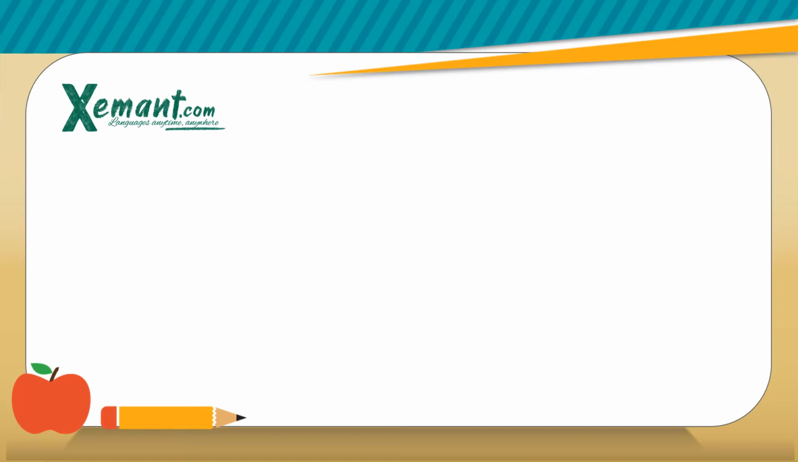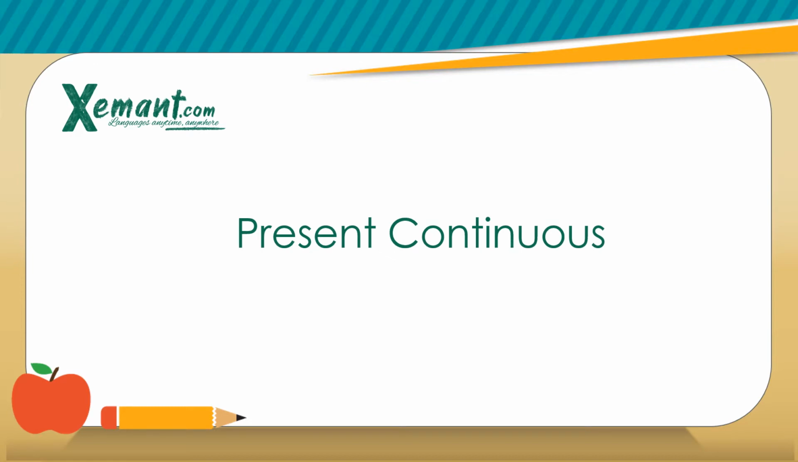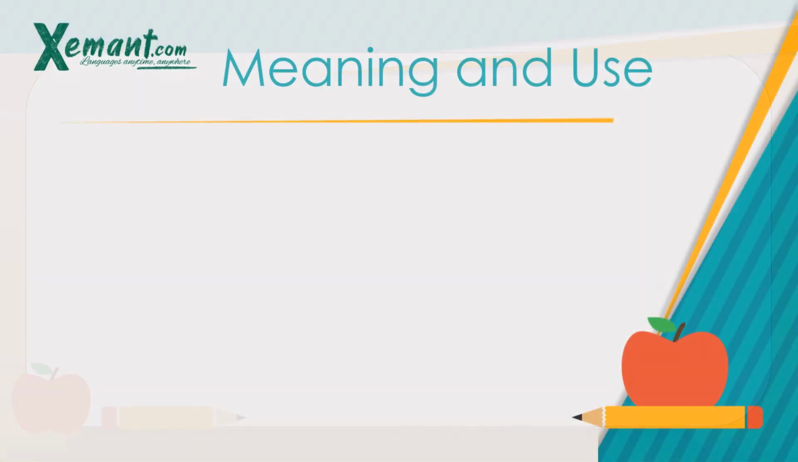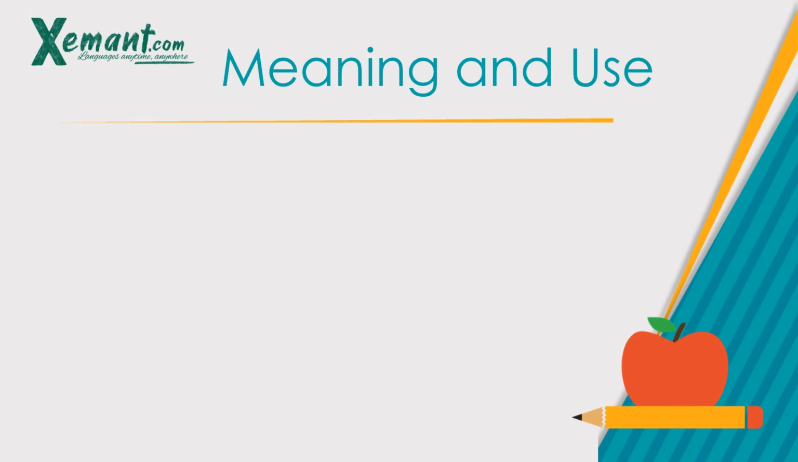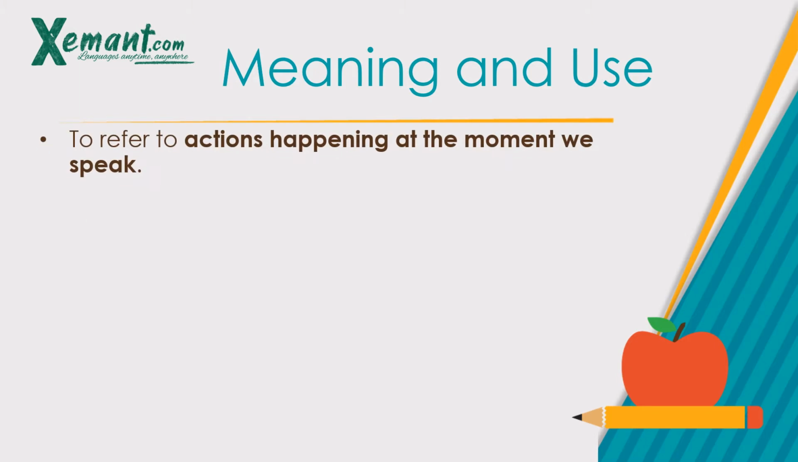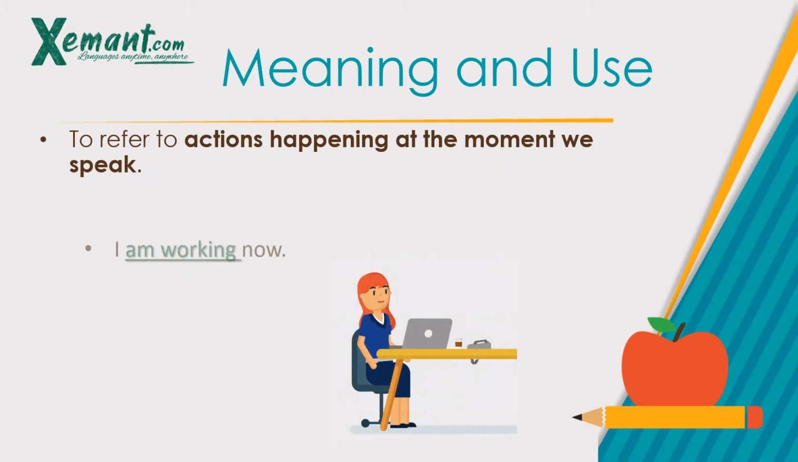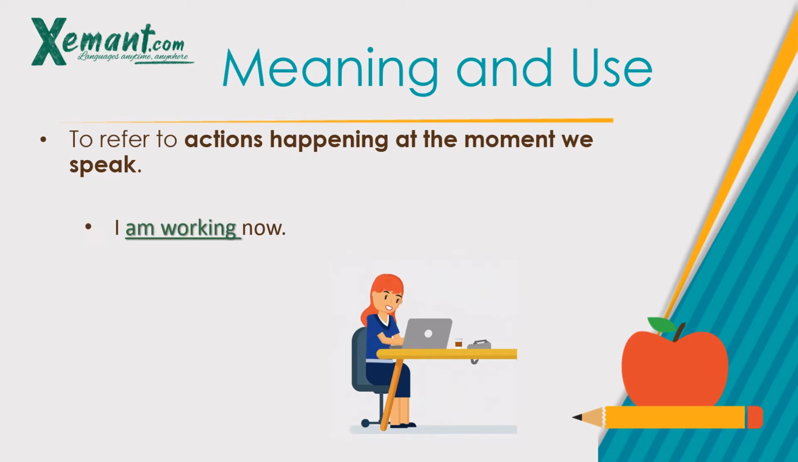Today's grammar point will be the present continuous. So how do we use the present continuous? The present continuous is used to refer to actions happening at the moment we speak. For example, I am working now.